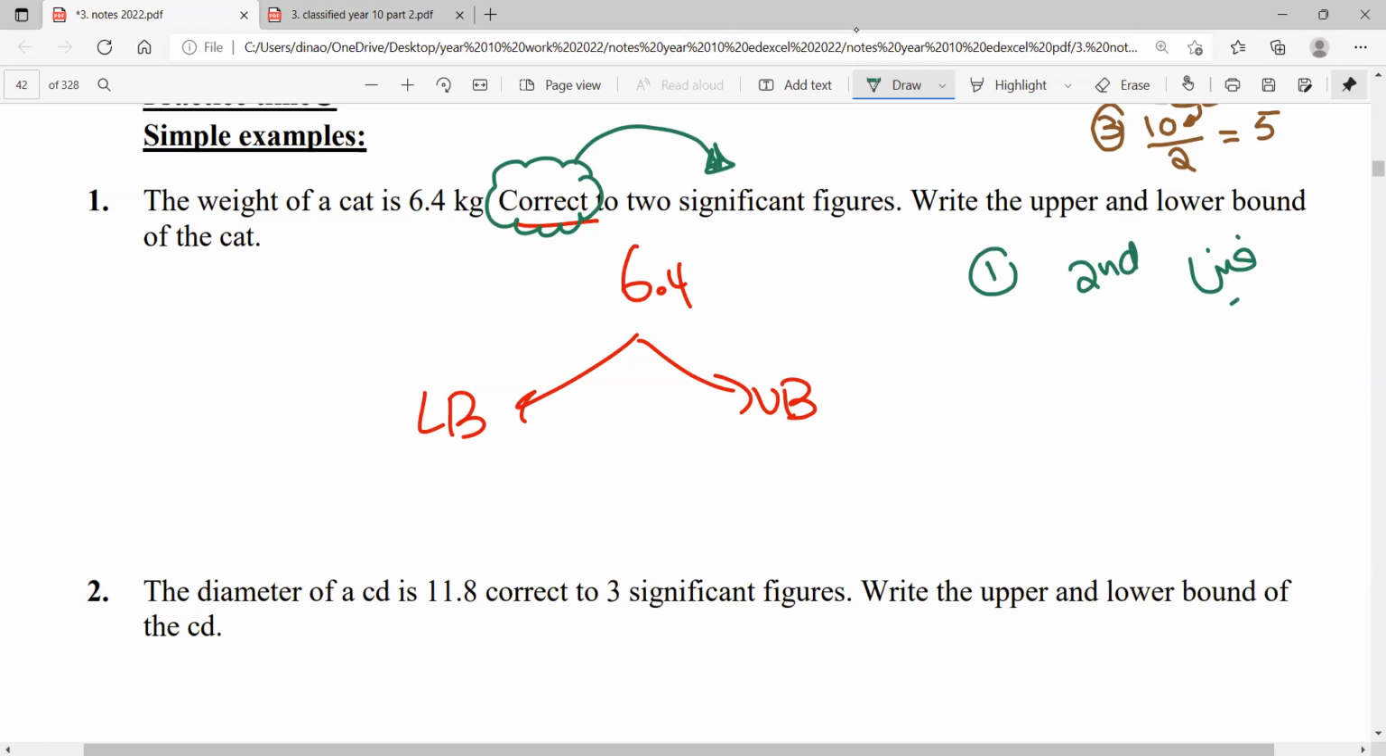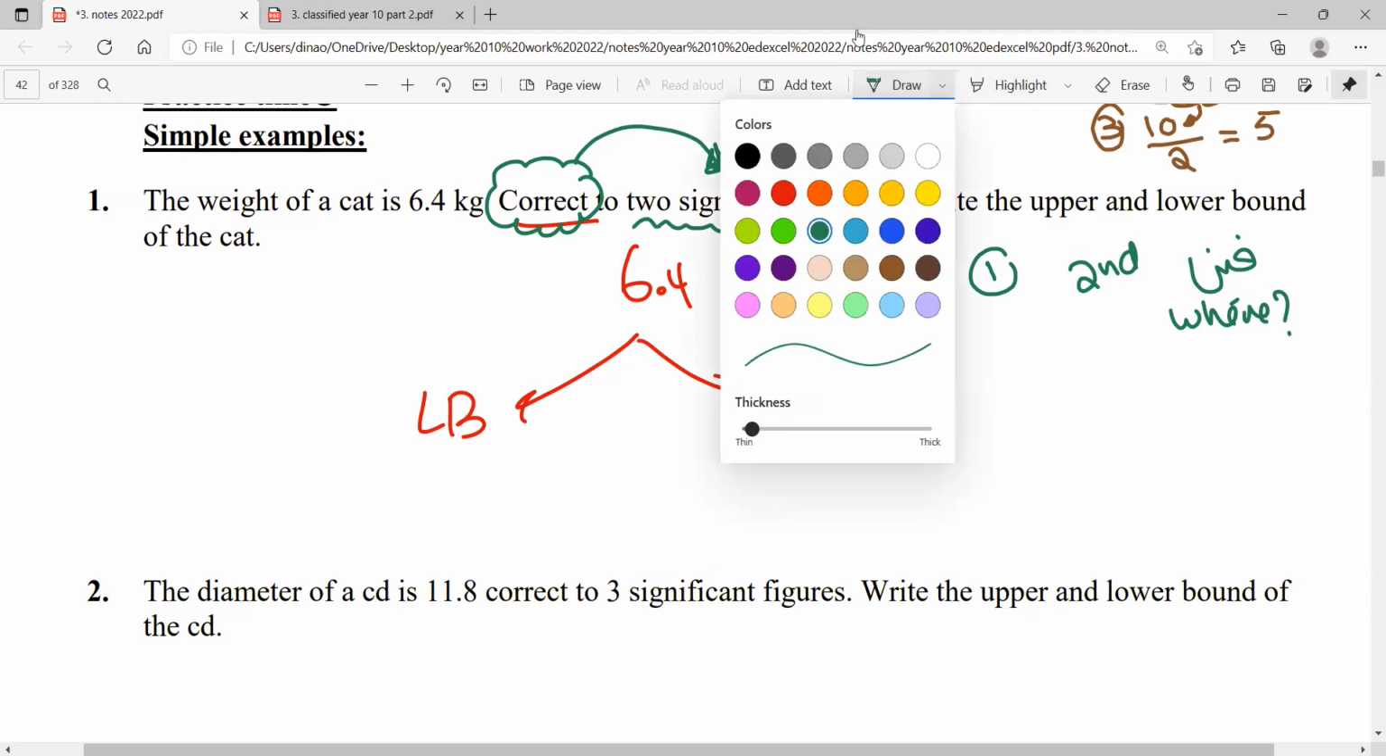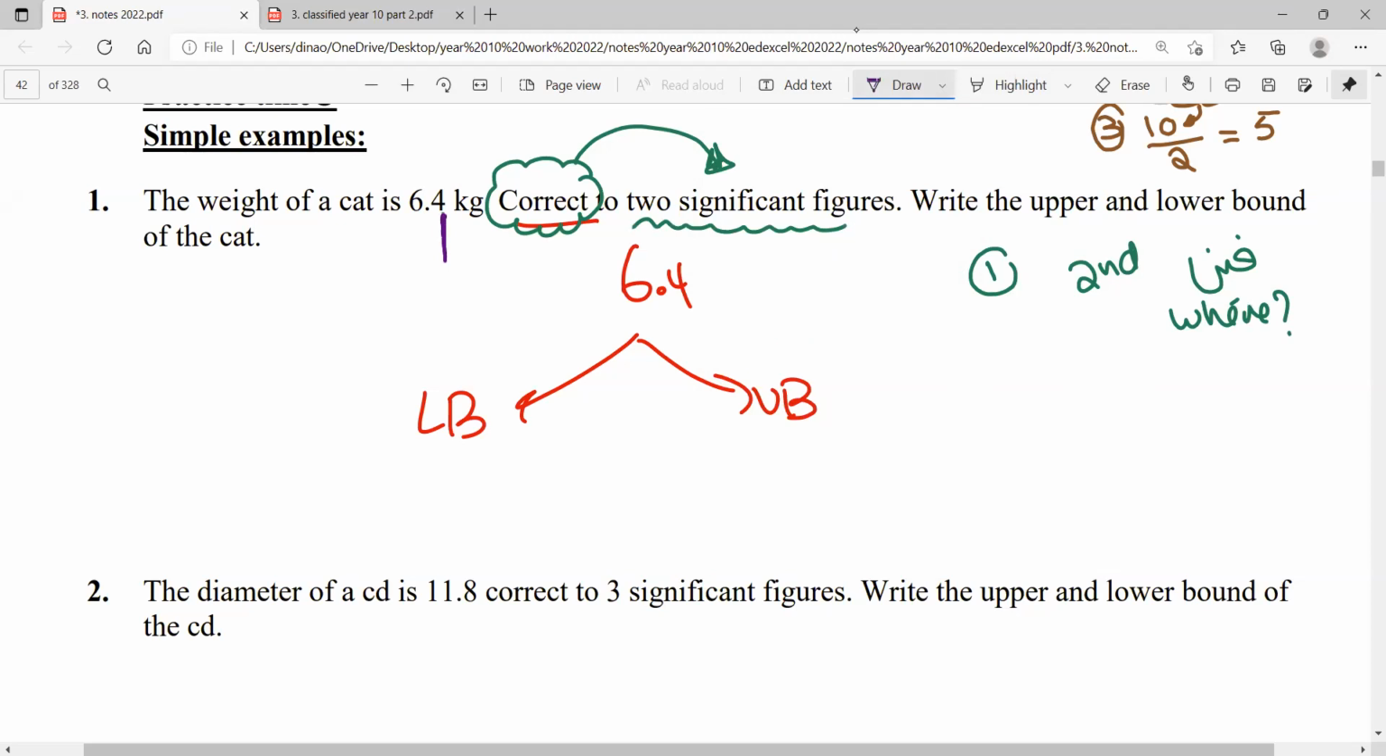Now, after the word correct, it says here that I am rounding to two significant figures. So I have to look for where is the second significant figure. I have to look for the second significant figure. Where is it? So let's go to our number. The second significant figure is the 4.